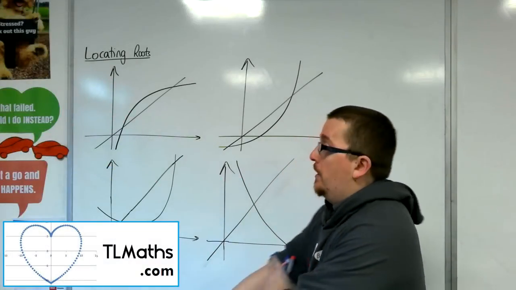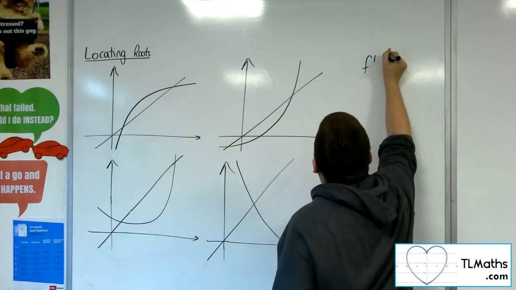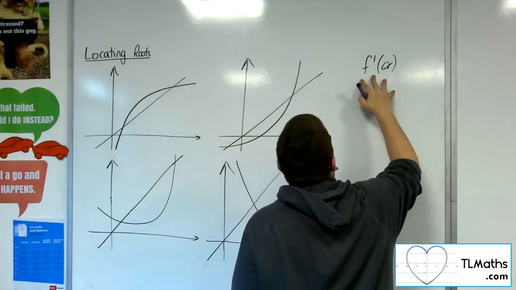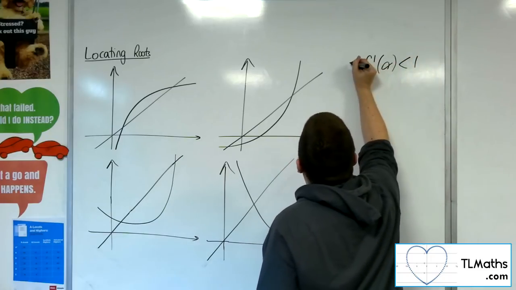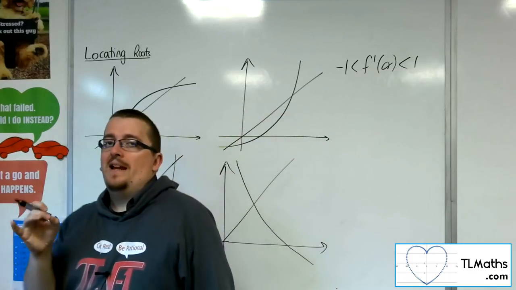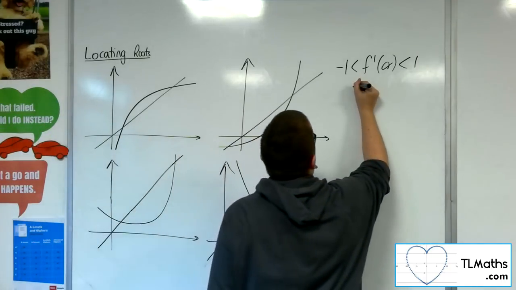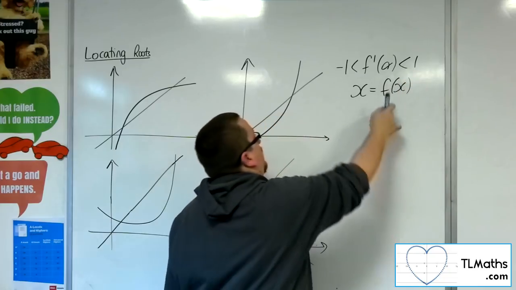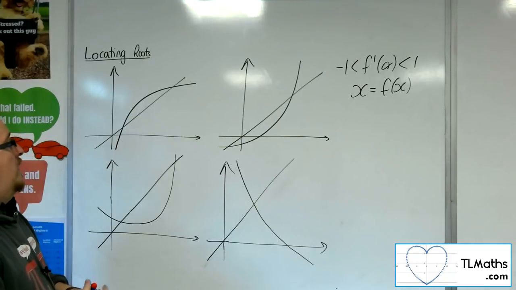So we learned in the previous video that if alpha is the root, then the gradient of the function f at alpha has to be between minus 1 and 1 in order for us to be able to converge to that root. And remember, this is once we've already rearranged the equation into the form y equals f of x. So it's the gradient of that function there.